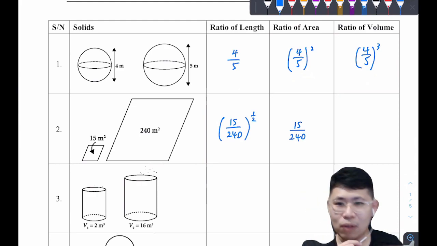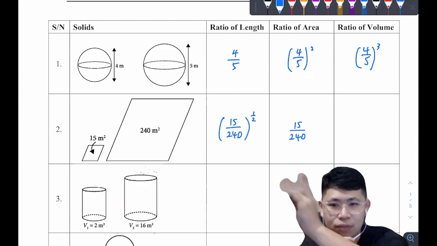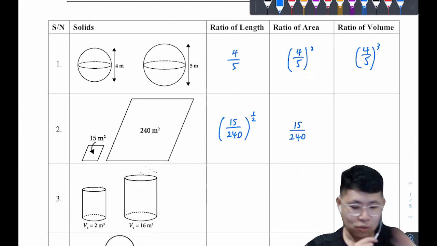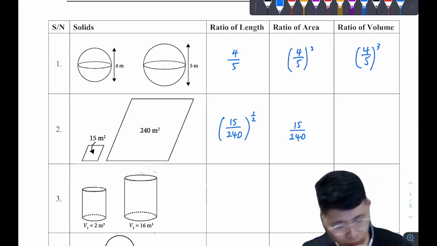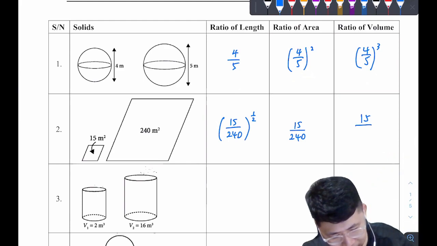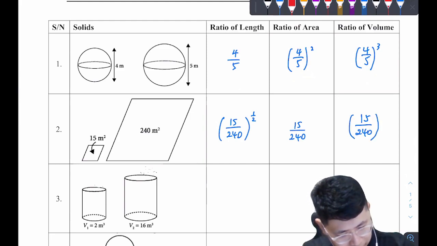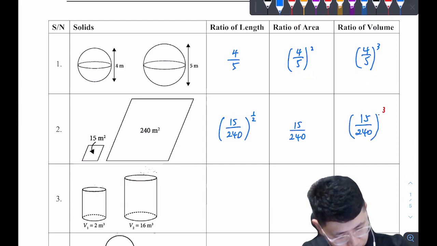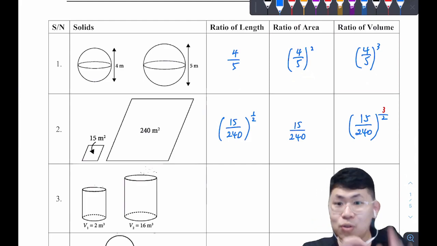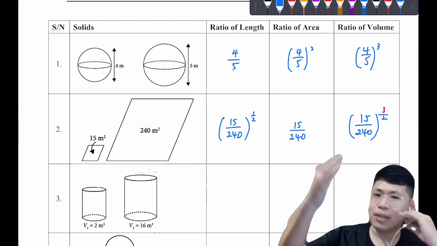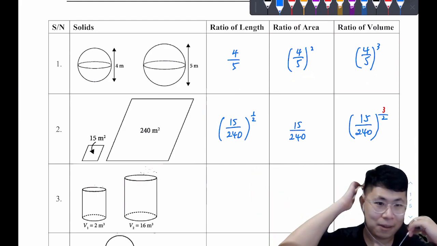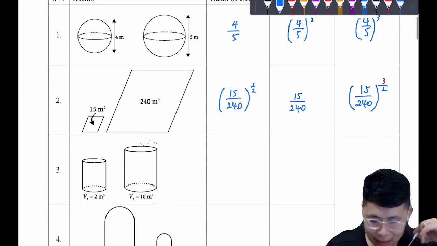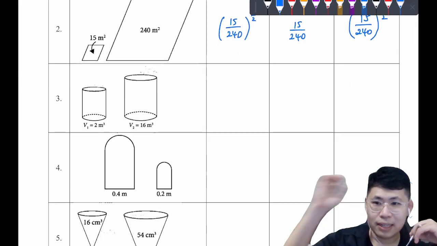Then what about the ratio of the volume? It is the ratio of the length cubed. So when we cube over to this side, we are going to have 15 over 240, but to the power of 3 over 2. We are going to cube this. So you see how this works, right? Once we get the ratio of area, it will be easy to go back and forth. Now let's push one more to the next one over here.